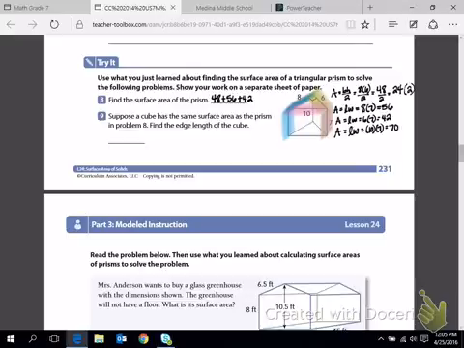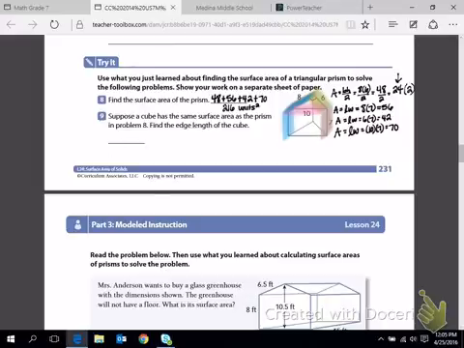We've now accounted for all 5 sides, and we should add them together. And when you add 48, 56, 42, and 70, you come up with 216. Now typically we would put inches squared or feet squared, but because we don't know what the unit of measure is, we just call it units squared.